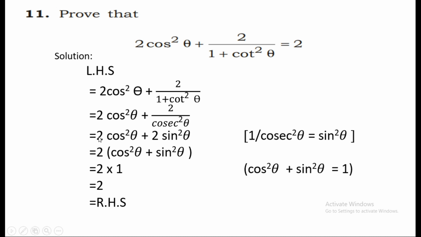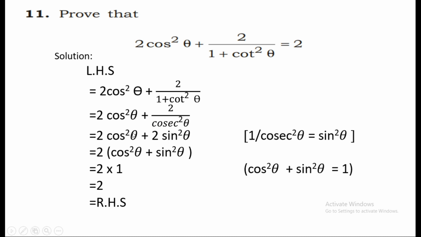Now 2 cos square theta same plus, this 2 is there in the numerator. Now this cosec, why has it changed to sin square theta? Because we know that 1 by cosec square theta is what? Sin square theta. So 1 is here, so 1 by cosec square theta is sin square theta.